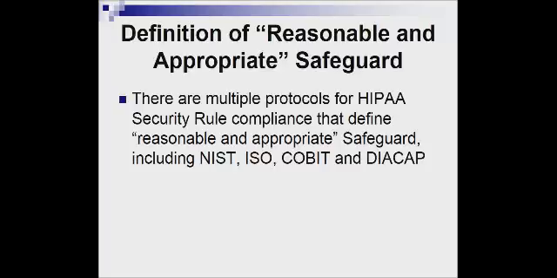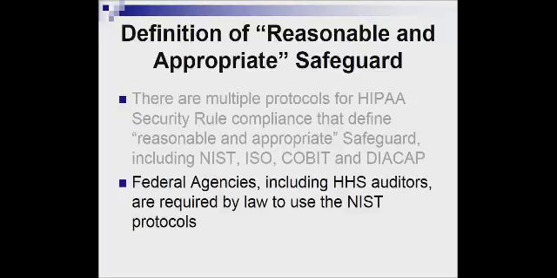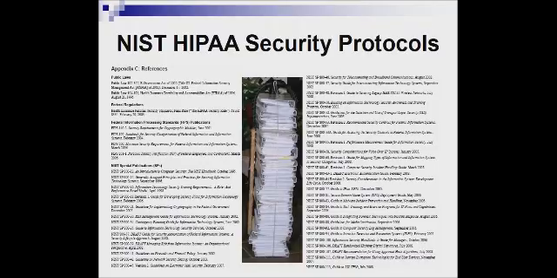There are several protocols that define reasonable and appropriate safeguards, including NIST, ISO, COBIT, and DIACAP. However, all federal agencies, including HHS auditors under HIPAA, are required by law to use the NIST protocols. While NIST 800-66 and its associated references are well written and extensively documented, they are not user-friendly in their raw form. While hospitals and large practices can hire expensive experts to apply these protocols in their original form, such expensive expertise is largely out of the budget for small groups.